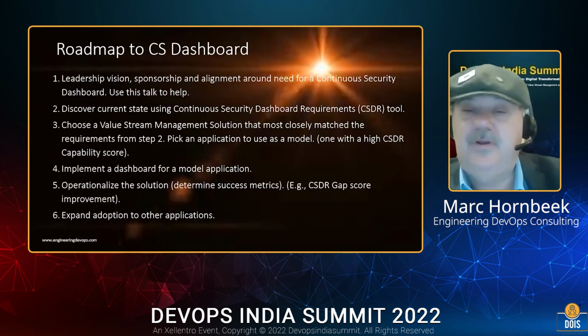By now, I hope you're convinced that a continuous security dashboard solution is really important for improving your organization's security posture. Existing VSM solutions can help accelerate and improve your path to continuous security. This slide summarizes the steps to accomplish that. Start by getting leadership alignment. Discover your current state using the CSDR tool or equivalent. Choose a solution using the tool. Pick an application to use as a model, operationalize the solution, and finally expand the solution to other applications.